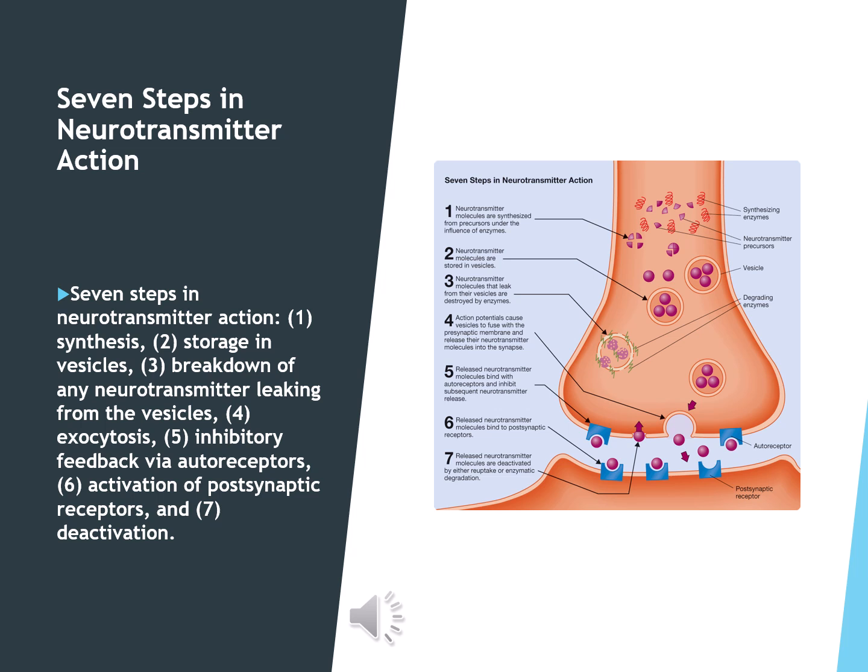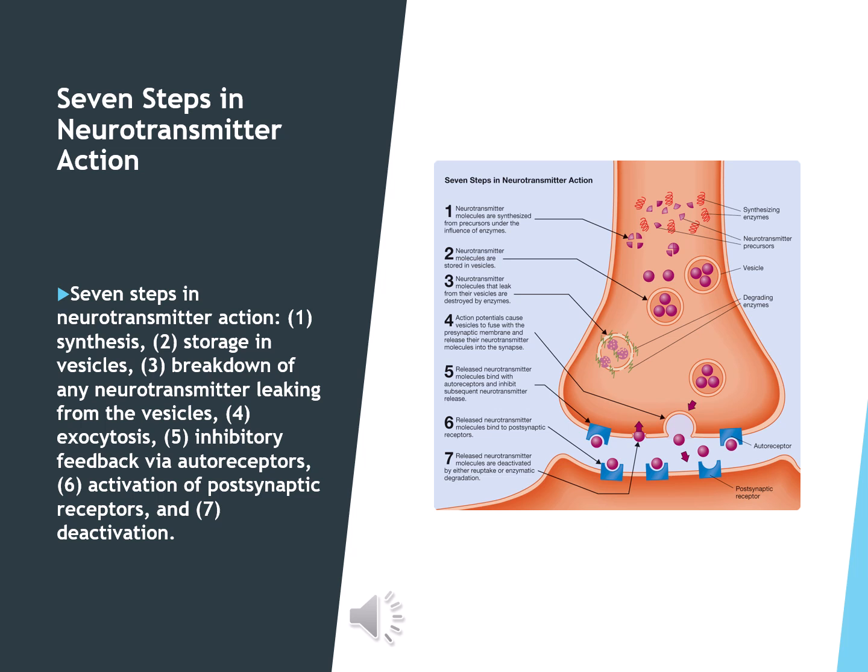The third one is that neurotransmitter molecules that leak from their vesicles are destroyed by degrading enzymes. The fourth one is that action potentials cause vesicles to fuse with the presynaptic membrane. An opening toward the synapse is created, and neurotransmitter molecules are released into the synapse. Number 5, the released neurotransmitter molecules bind with autoreceptors in the presynaptic membrane and inhibit subsequent neurotransmitter release.